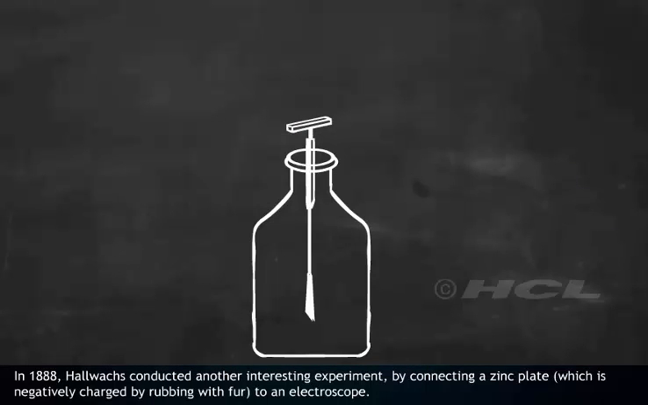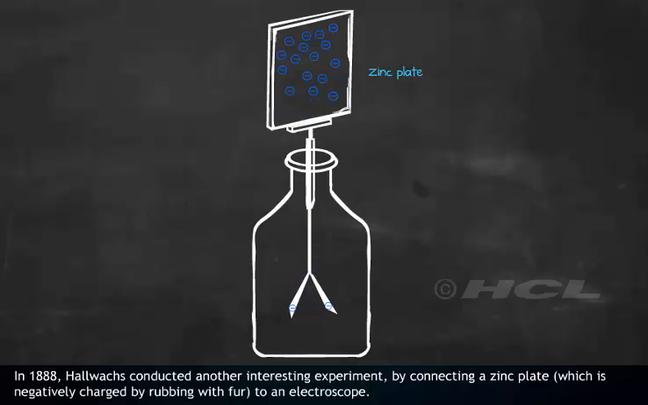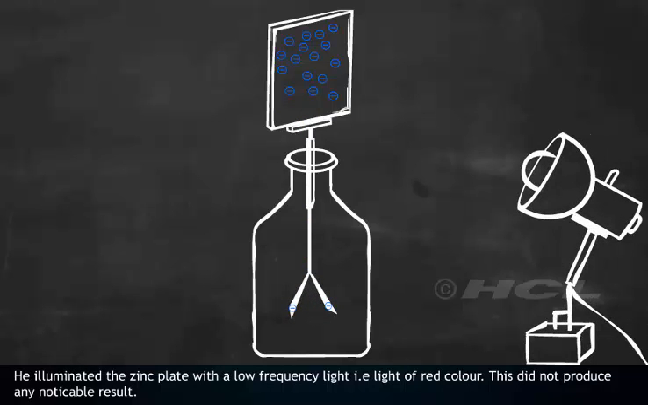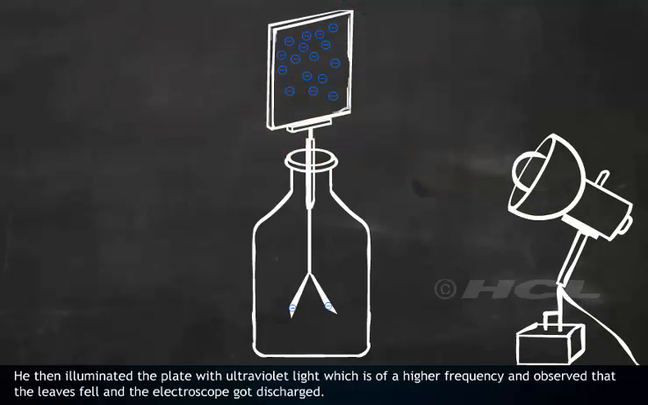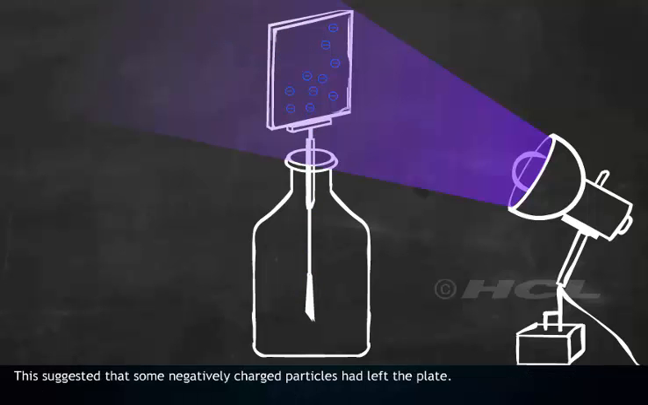In 1888, Hallwachs conducted another interesting experiment by connecting a zinc plate, which is negatively charged by rubbing with fur, to an electroscope. He illuminated the zinc plate with a low-frequency light, that is, light of red color. This did not produce any noticeable result. He then illuminated the plate with ultraviolet light, which is of a higher frequency, and observed that the leaves fell and the electroscope got discharged. This suggested that some negatively charged particles had left the plate.